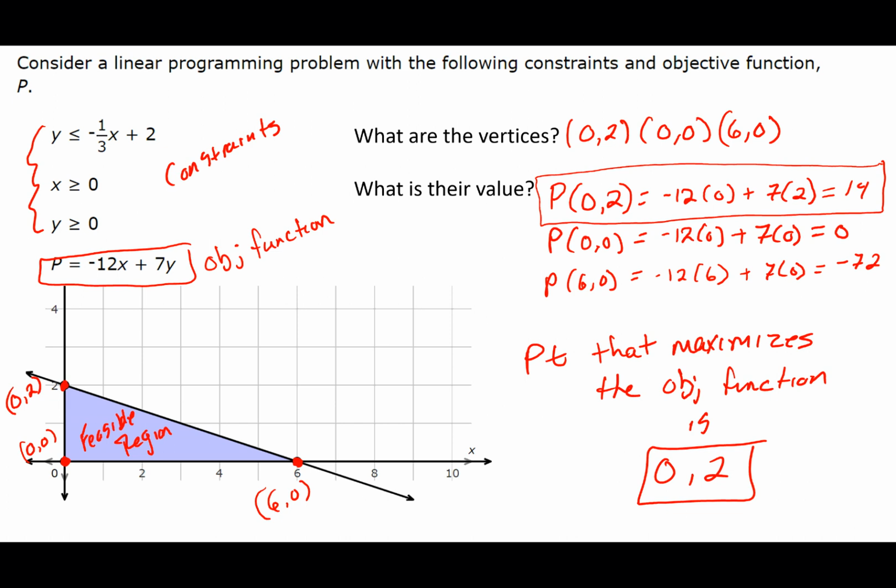All right, so this is the first intro into a linear programming problem. You're going to have constraints. You're going to have an objective function. Take that information. You're going to graph it. From the graph, you identify the feasible region. From the feasible region, you identify the vertices. Test all of those vertices in the objective function. Figure out what's the biggest.